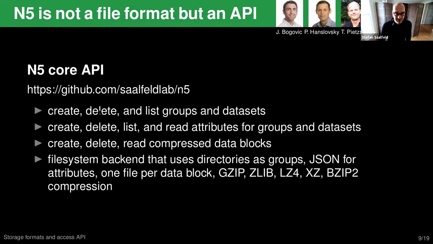So these primitives are that you want to be able to create, delete, and list groups and data sets in a hierarchically structured thing. So this hierarchical structure could be an HDF5 file, or it can be a cloud storage, or it can be a file system, right? So say you want to read the tree of directories. You want to be able to create, delete, list, and read attributes for groups and data sets. So we want to store n-dimensional data sets or something that's related to this, and we want to store them in this hierarchy, and we want to be able to assign metadata to each of these things. So this is not something that in the file system is standardized.